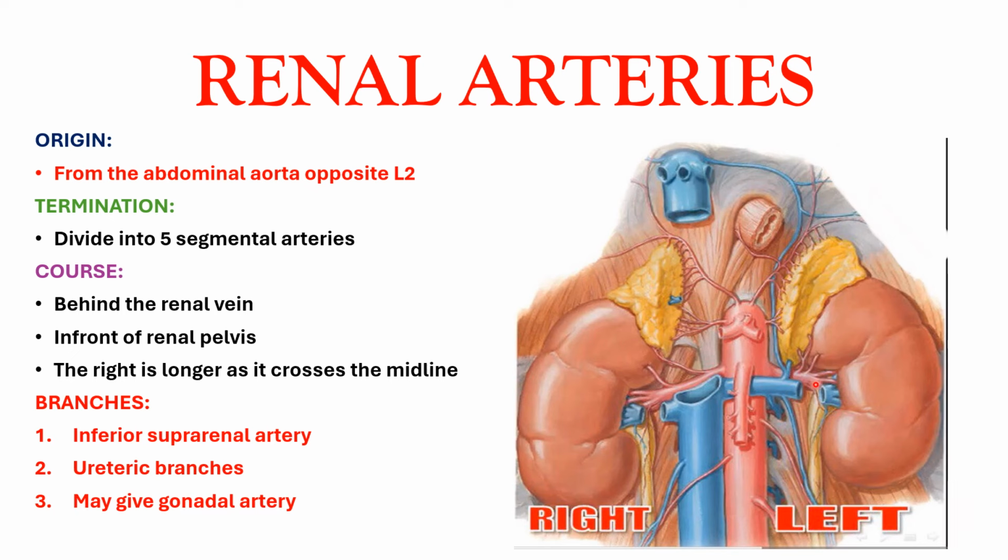Then we look at the branches. For the termination, we already said it has 5 segmental arteries. You can see one artery here going up. It is called the inferior suprarenal artery. This is the left side. When you come to the right side, you can see this artery going up to the suprarenal gland, supplying the right suprarenal gland. That's the inferior suprarenal artery.